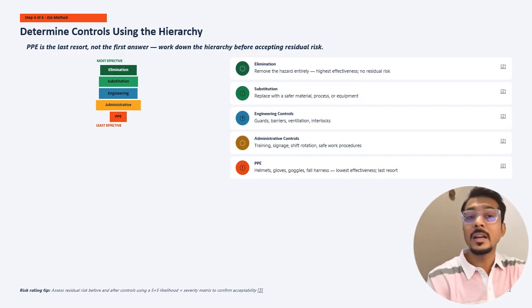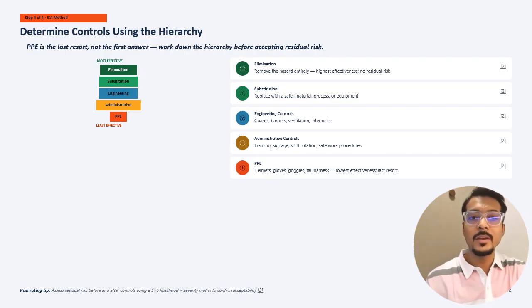Step 4: determine the controls using the hierarchy. Most important, PPE is not our first answer. When we go through the hierarchy, we should start with elimination. Elimination: remove the hazard entirely, which is the most effective and leaves no residual risk. Second is substitution: replace with a safer material, process, or equipment. Then engineering controls: guards, barriers, ventilation. Administrative controls: training, signage, shift changes.